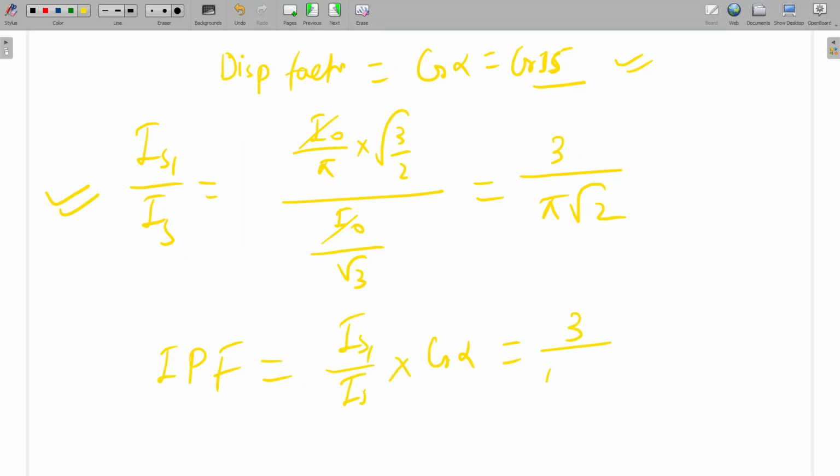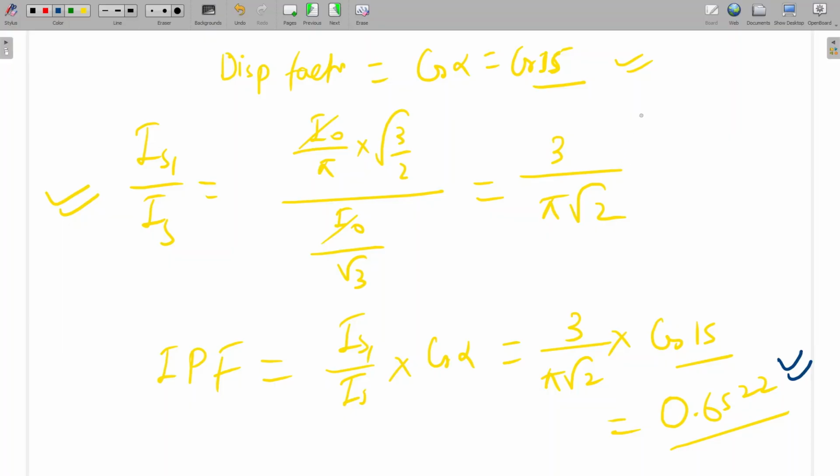So input power factor will be IS1 by IS into cos alpha. So 3 by pi root 2 into cos of 15. This we have to calculate. So 3 by pi into root 2 into cos 15. How much? We are getting 0.6522. So this is the input power factor.